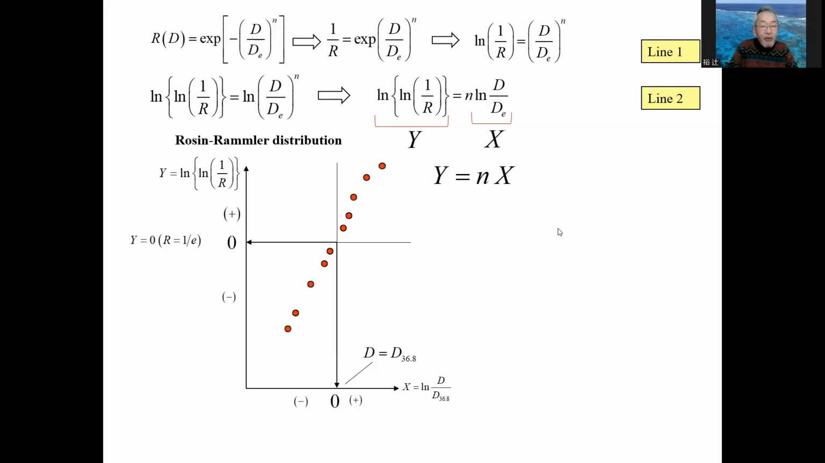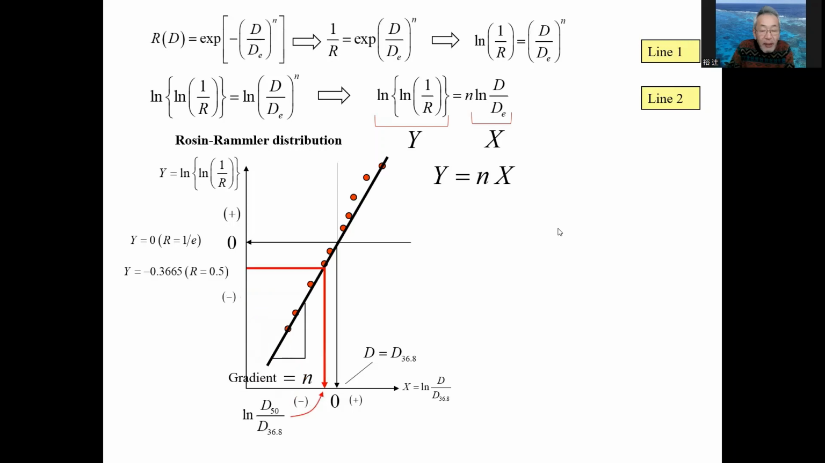Measurements of y and x are shown by red circles. Draw a straight line connecting the measurements. This straight line must pass through the origin. The gradient n is obtained from the slope of the line.